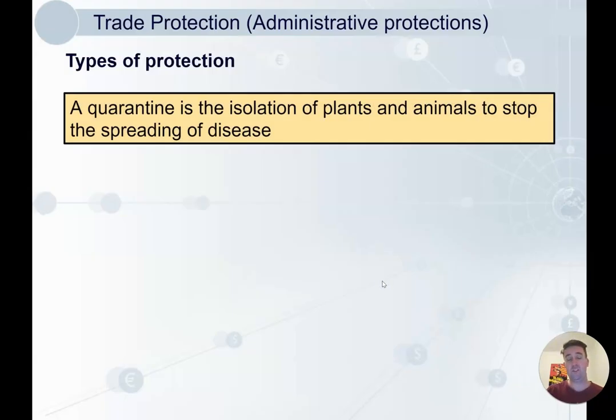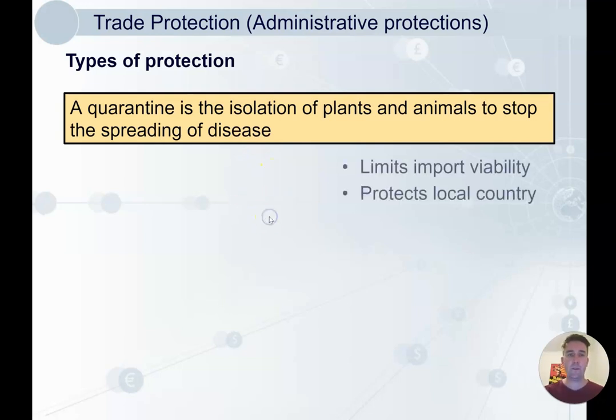Quarantine. Australia, we're an island nation. We can keep out diseases. We're good at that. So isolation of plants and animals to stop the spreading of disease. So what that does, if you want to run a business importing cute little dogs from Japan or something, having to put them in quarantine for 3 months or whatever, that limits how viable they are as an import. So therefore, we're not going to import as many of them. And what it does, it protects the local industry.